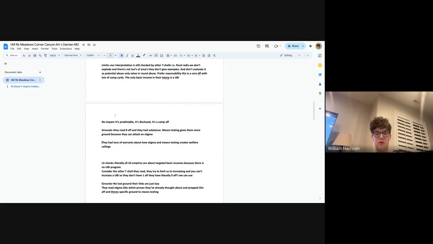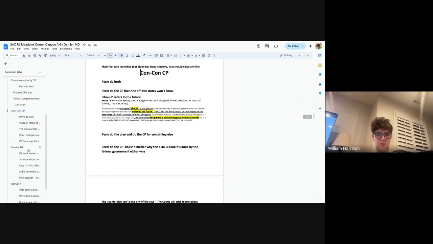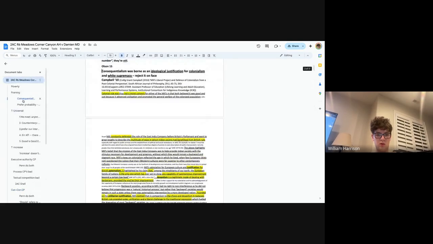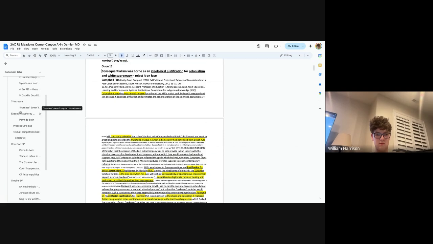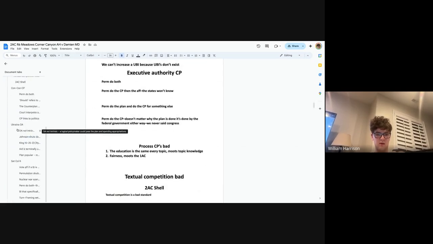In this round, they have read politics, set call, T universal, T increase. I guess I can just look at the 2AC. The Constitutional Convention counterplan, and I think that's it. 1, 2, 3. And the Executive Authority counterplan.